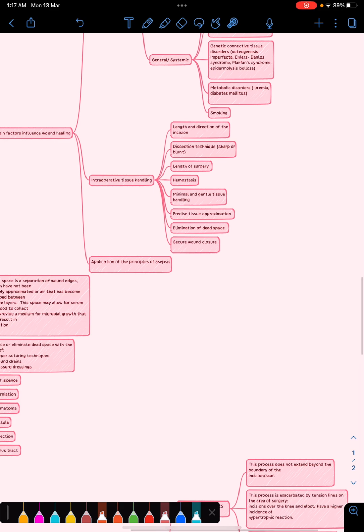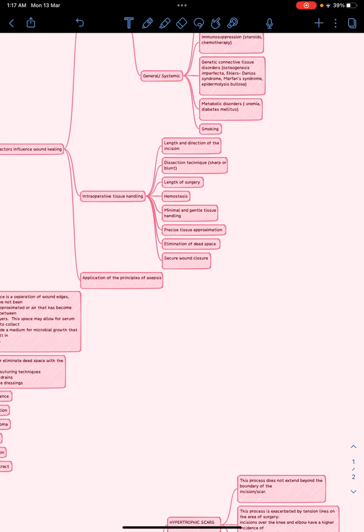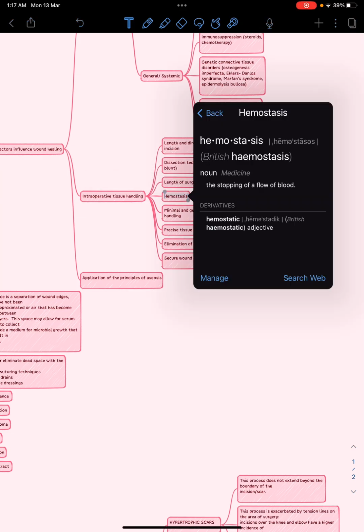What about the intraoperative tissue handling, which is related to the surgeon itself: length and direction of the incision, dissection technique, sharp plane. Of course, once it is sharp, it helps us, or it fastens the wound healing. Length of the surgery, hemostasis, which means basically the stopping of the flow of the blood.